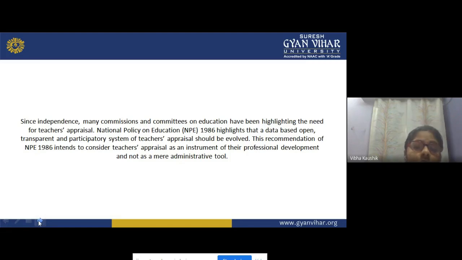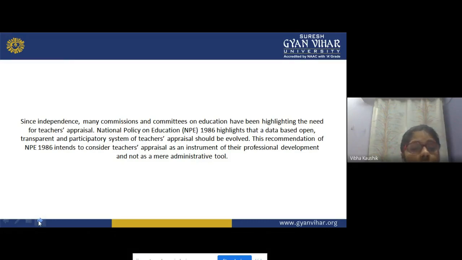The National Policy on Education (NPE) 1986 highlights that a data-based, open, transparent, and participatory system of teacher appraisal should be evolved. What the National Policy on Education recommended is that a data-based, open, transparent system where there is no bias, and a participatory system of teacher appraisal should be evolved. It means a teacher evaluation system should be there.